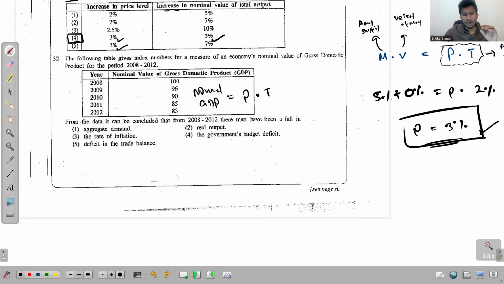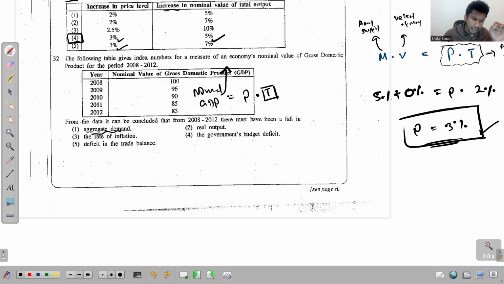We say when aggregate demand increases, while this real output remains at a constant level, what happens? The value of the nominal GDP increases. But why does that happen? Because if T remains same, when the aggregate demand increases continuously, the price levels get increased. As a result, the nominal GDP gets increased. That will be the outcome if the aggregate demand increases.